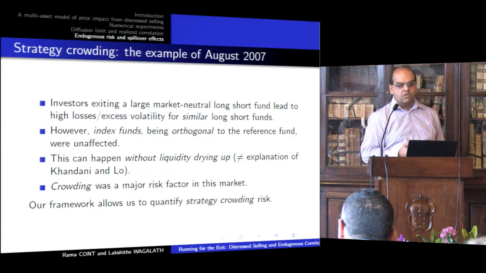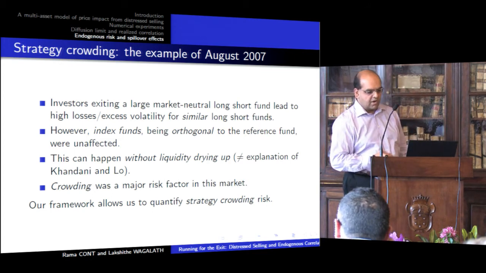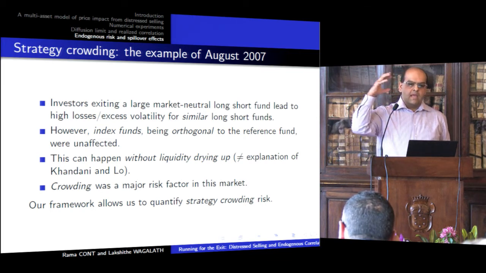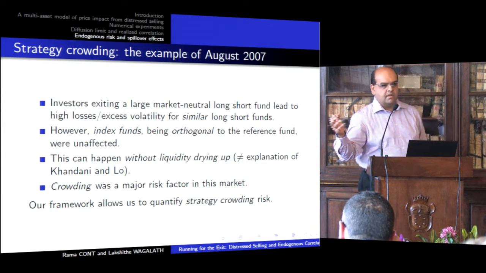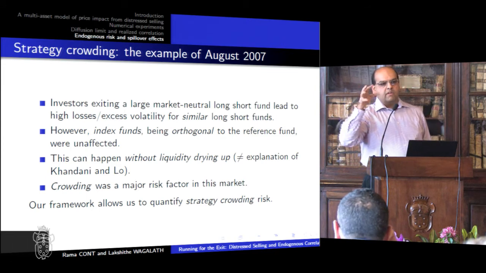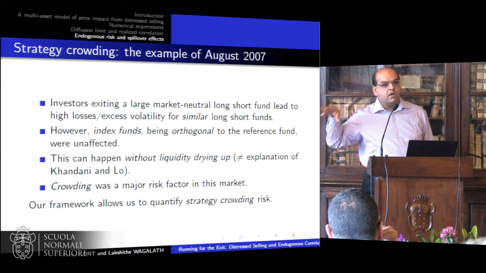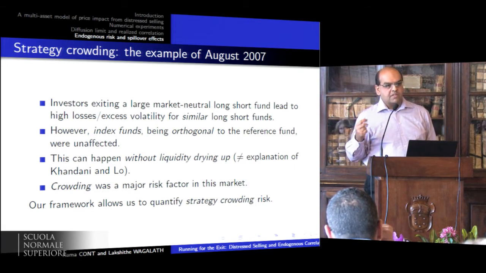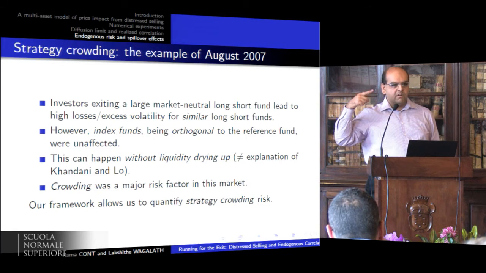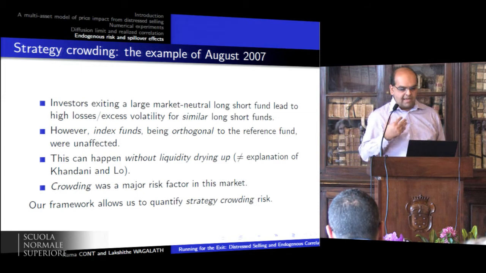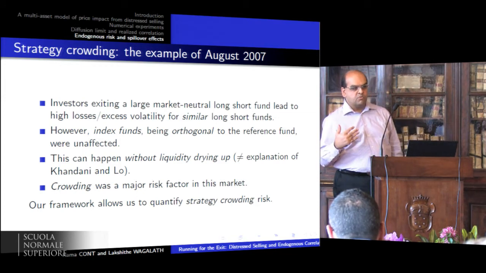So for example, if we apply this to the August 2007 quant crash, the model tells you that if I know the portfolio being liquidated and some information on market depth, I can compute all these effects. Now, the other way around, if I observe that something strange is going on in the market, and I hear that somebody is liquidating a large position, can I reverse engineer and recover some information about the positions being liquidated? It turns out that yes, the identification problem is well posed.